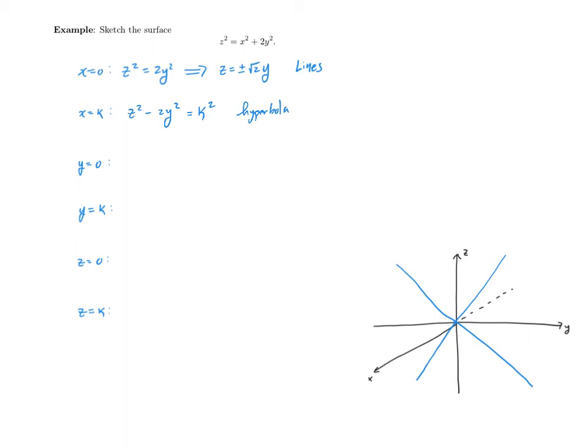Okay, so similarly, when y is equal to 0, we have z squared is equal to x squared, which once again, by taking square roots, would be z is equal to plus or minus x. And I'm going to have a hard time drawing this in my picture, so I'm actually not going to include it, but once again, I can note later on where that would come into play. When y is equal to k, we would have z squared minus x squared is equal to 2k squared, which is a hyperbola.